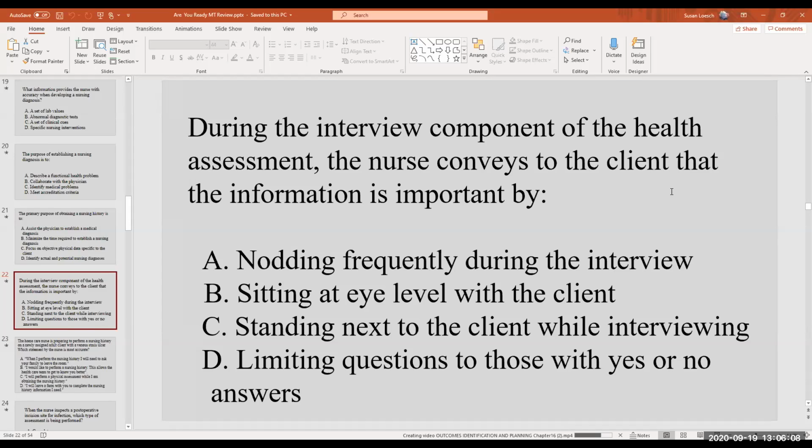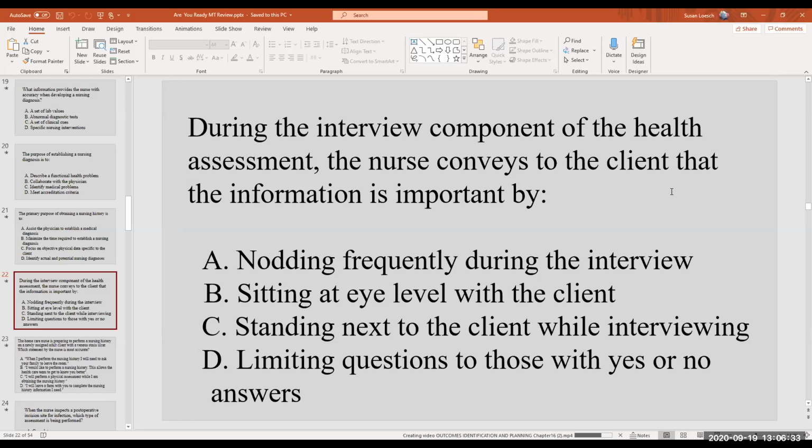All right, during the interview component of the health assessment, the nurse conveys to the client that the information is important by: 1, nodding frequently during the interview; 2, sitting at eye level with the client; 3, standing next to the client while interviewing; or 4, limiting questions to those with yes or no answers.